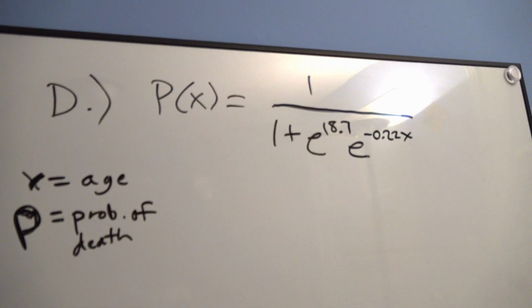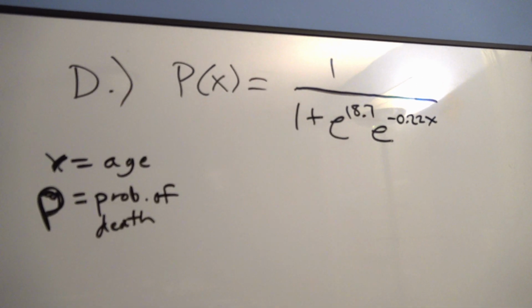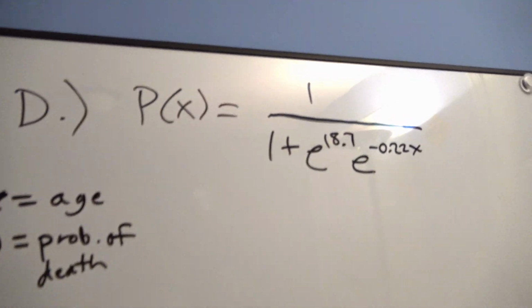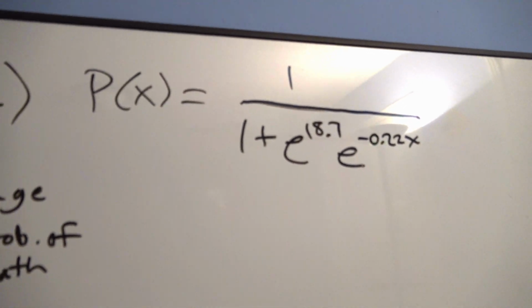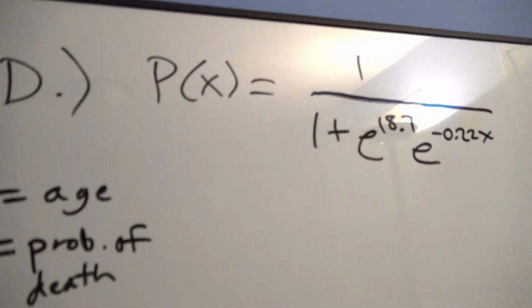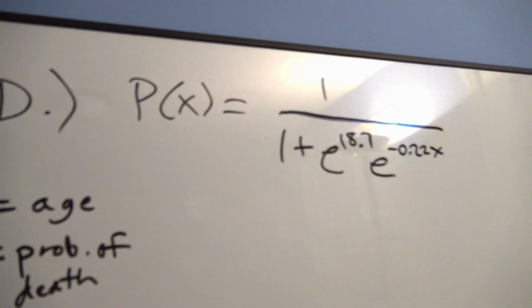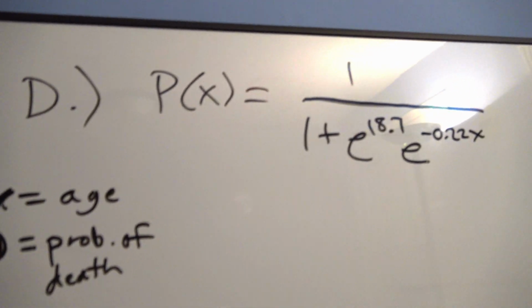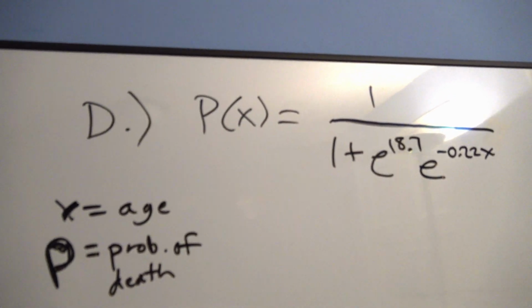Okay, let's get a close up of the board. Let's do letter D. Now this one's really interesting because we have P of X here. This is the probability that you're going to die by a certain age. So it's kind of like predicting the future. How long will you live? Well, there are all these factors, of course, but I did a lot of research on just the average American female, and this was the equation, all right? And then the average American male, they have another equation. They don't live quite as long, but close.